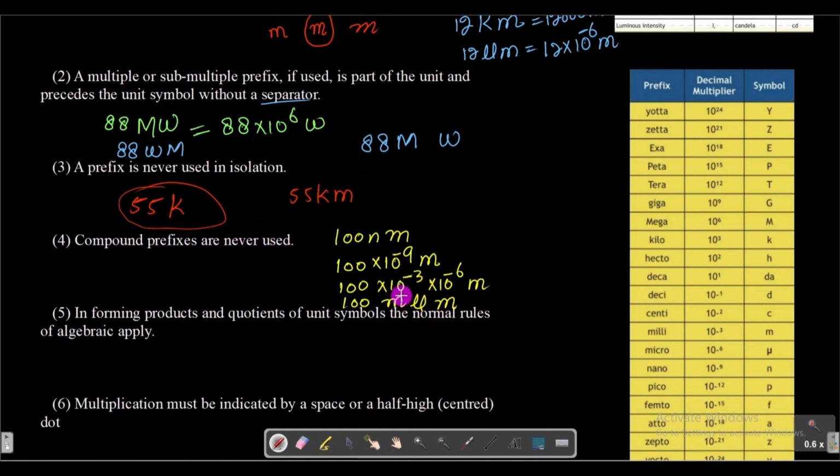So we will not use these compound prefixes such as milli and micro together; instead, we use nano. These compound prefixes will never be used. Instead of 100 millimicrometer, we will say 100 nanometer.